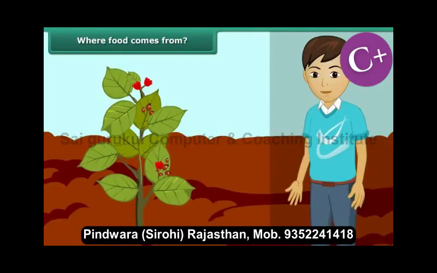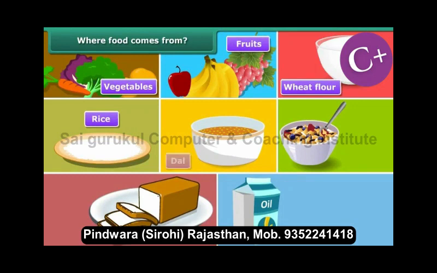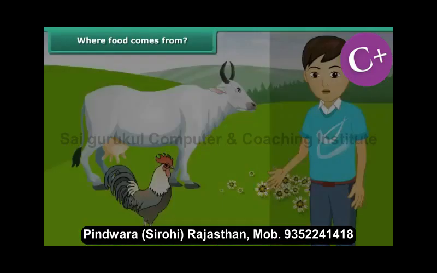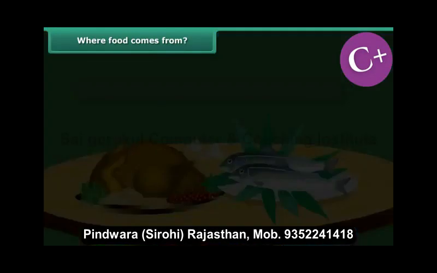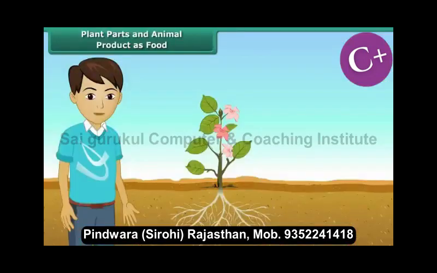Where food comes from. Let us now discuss where we get the various food items to eat. Most of the food we get from plants, like vegetables, fruits, wheat flour, rice, dal, cornflakes, bread, vegetable oil, etc. Some of our food we also get from animals, like milk, curd, butter, ghee, eggs, etc. We also get fish, prawn, chicken, beef, pork, etc. from animals.